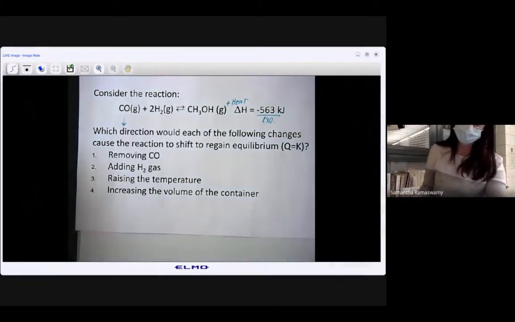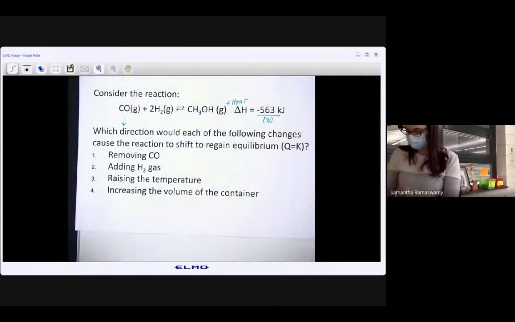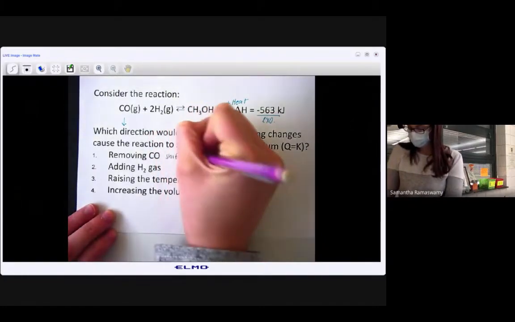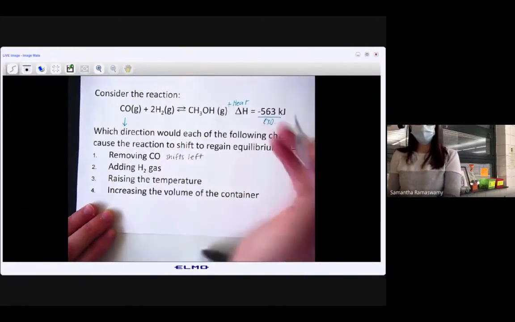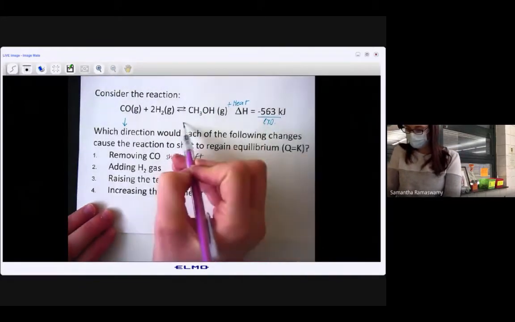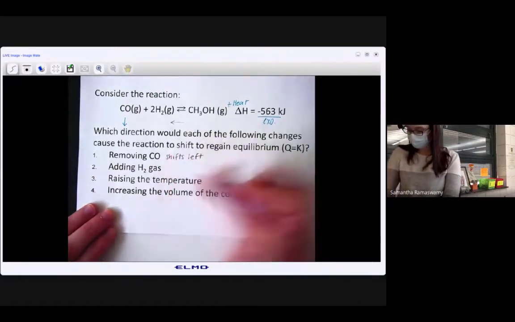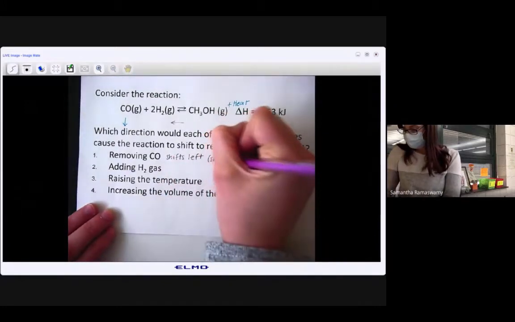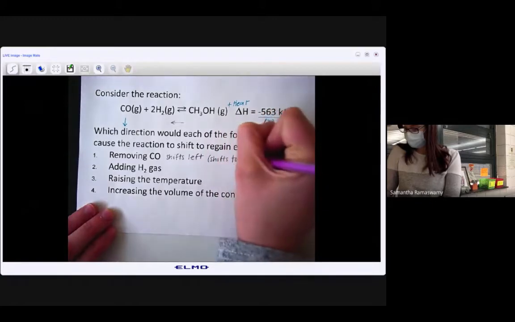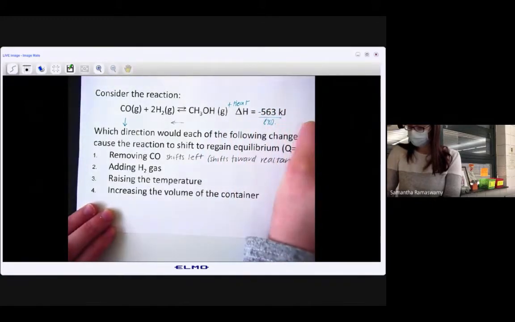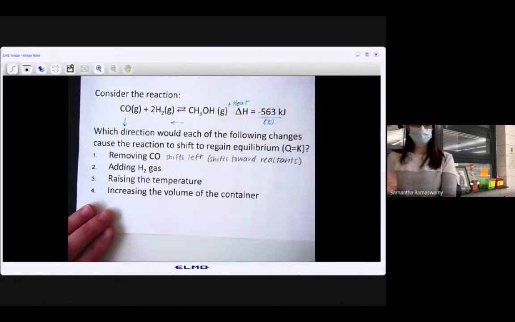So if we're talking about shifting to make more reactants, we can say shifts left. Left means that the arrow is pointing from right to left. That means products are going to be creating more reactants. Or you can also say shifts toward reactants. That means that reactants are produced.